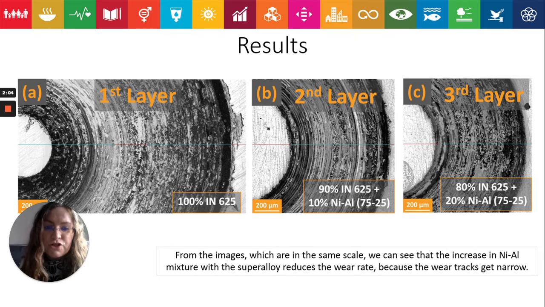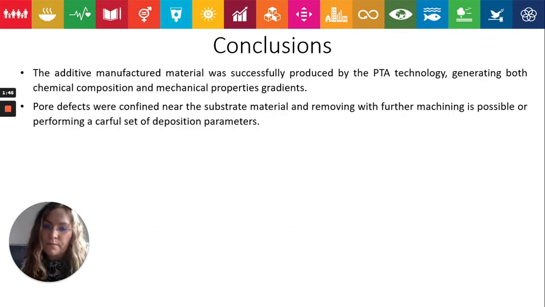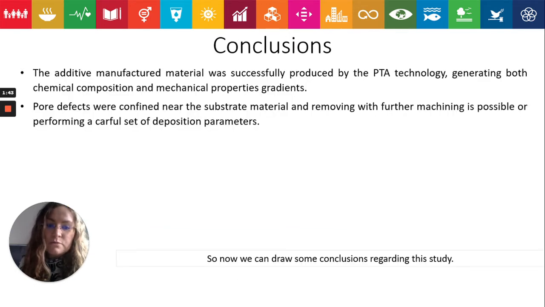From the images, which are in the same scale, we can see that the increase in the nickel-aluminum mixture with the superalloy reduces the wear height because the wear tracks get narrower. The calculations of wear height show us exactly this, indicating a gradient in mechanical properties was formed with the PTA processing. So now we can draw some conclusions regarding this study.